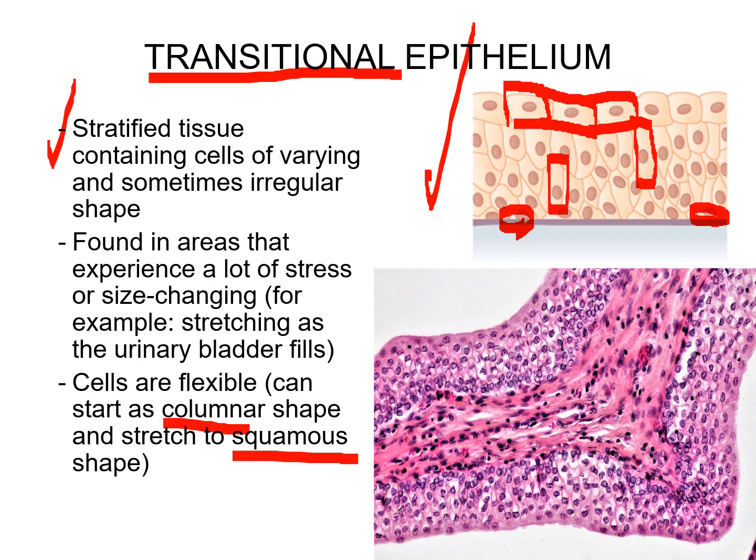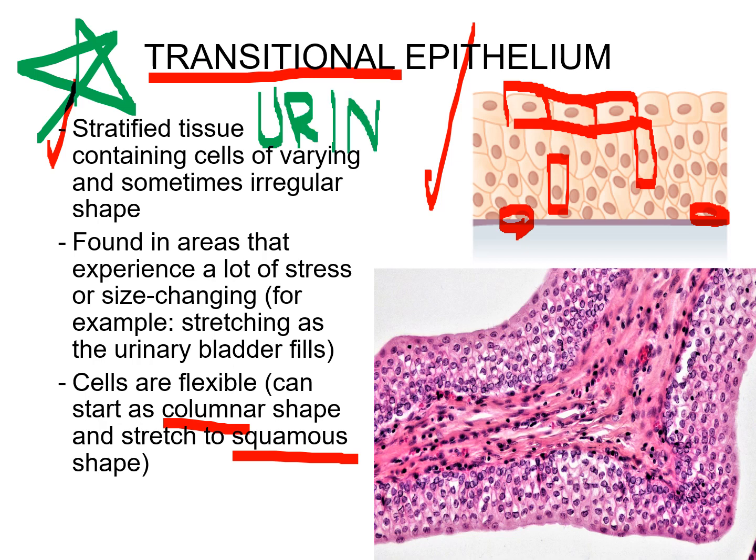Okay, here's why. Very important. The only place in the human body where you find transitional epithelium is in only select parts of your urinary system, mainly the bladder. Now there is some in the tubes that lead to the bladder and leave the bladder, but mainly it's going to be in your urinary bladder where the urine fills.